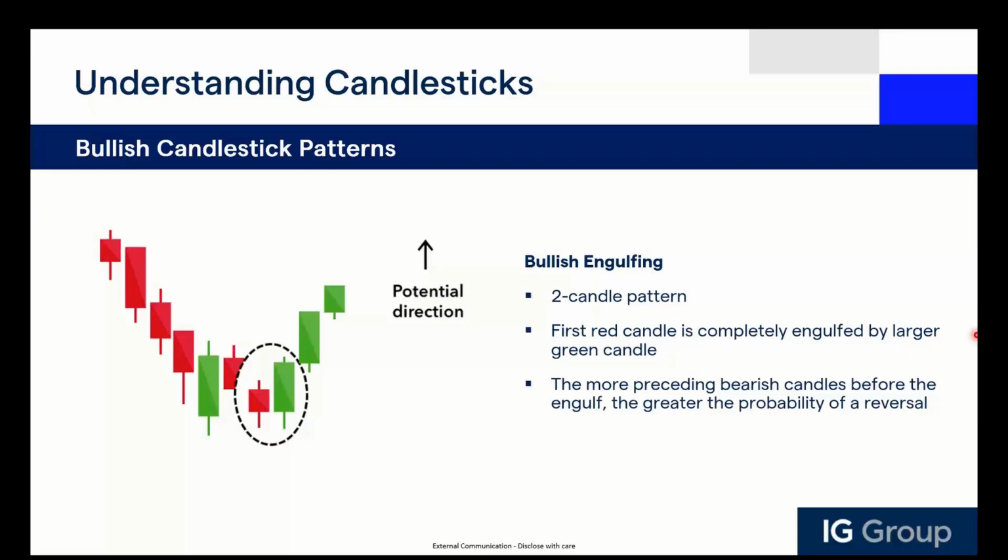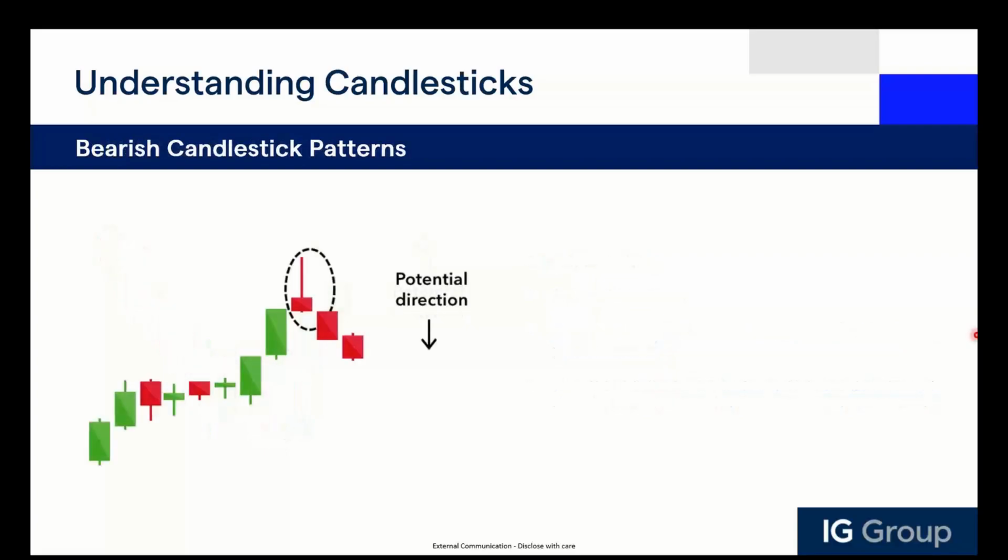And if it's a downtrend, and there are a lot of bearish candles before, and then you notice that the next candle closed as a bullish engulfing, then it means there is a greater probability, again, it's never 100%, that it could be a potential reversal. Okay, so next, just the opposite of a hammer, we have what we call a shooting star pattern.